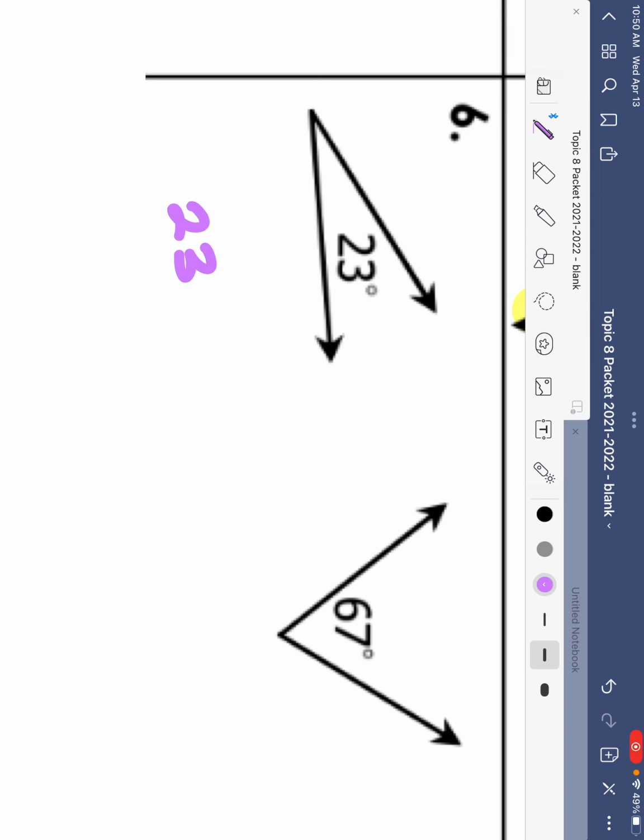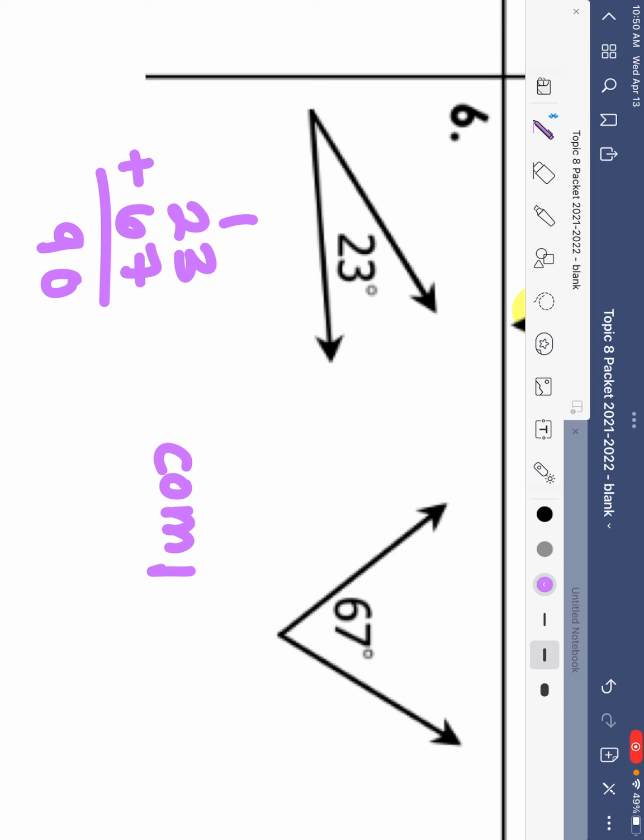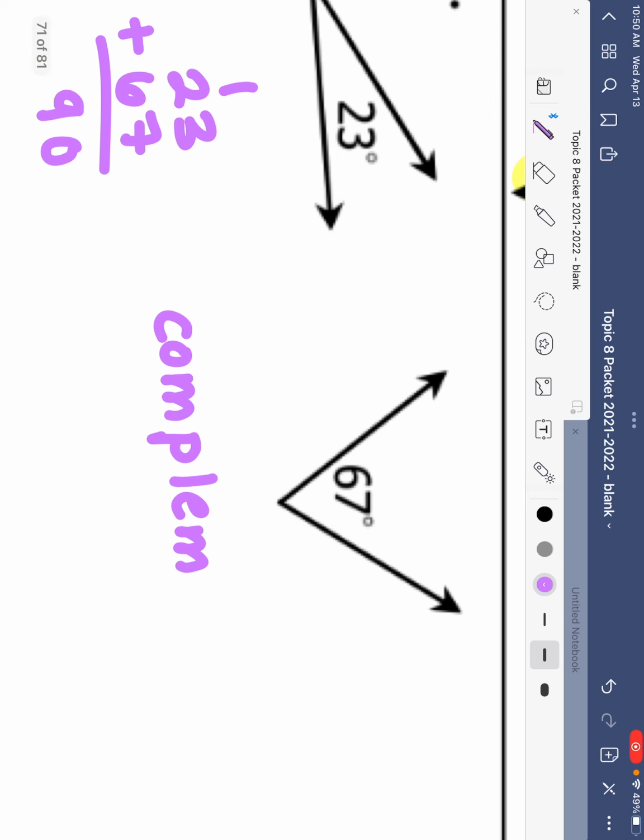So 23 plus 67, you can use your calculator or do this by hand. 3 plus 7 is 10, carry your 1. 6 plus 2 is 8, plus 1 makes 90. So together they add up to 90 degrees. So I now know that these 2 are complementary angles. I cannot classify them as anything else because they are not adjacent and they are not vertical. But they are complementary. They add up to 90 degrees.